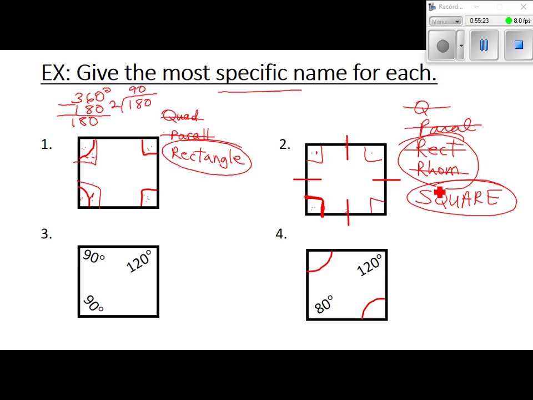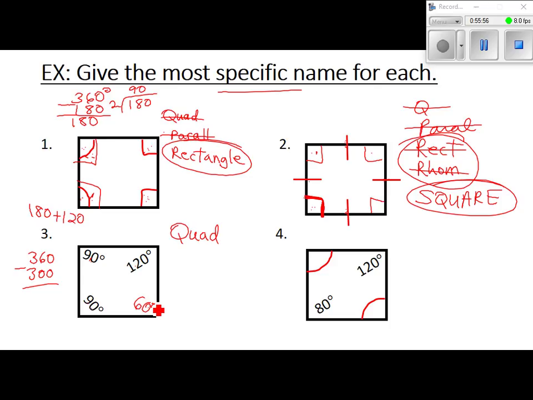Next one, we first know it's a quadrilateral. If we know it's a quadrilateral, we can find this missing angle right here because the 4 angles of a quadrilateral have to add up to 360. 90 plus 90 is 180. 180 plus 120 is 300. We take 300, subtract that from 360, and we get this missing angle down here is 60 degrees.